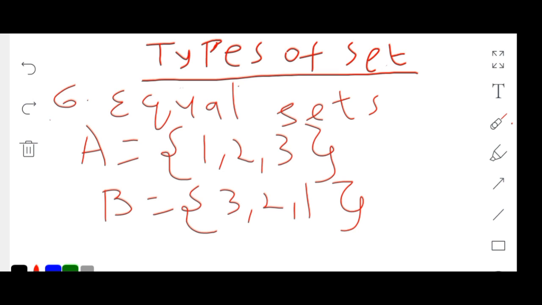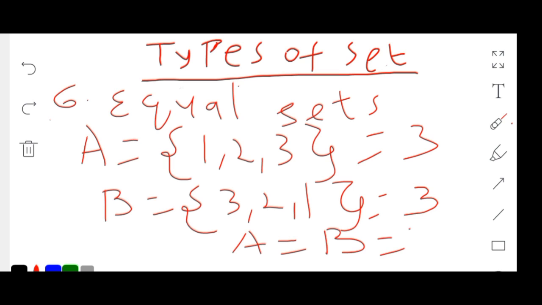So these are equal sets. Why are they equal sets? They have the same elements. A has the elements 1, 2, 3, that is 3 elements. And B has 3 elements, which are 3, 2, 1. Though they are not arranged the same way, one is in ascending order, one is in descending order, that's equal sets. A and B are equal. So we can say A is equal to B, which has 3 elements.